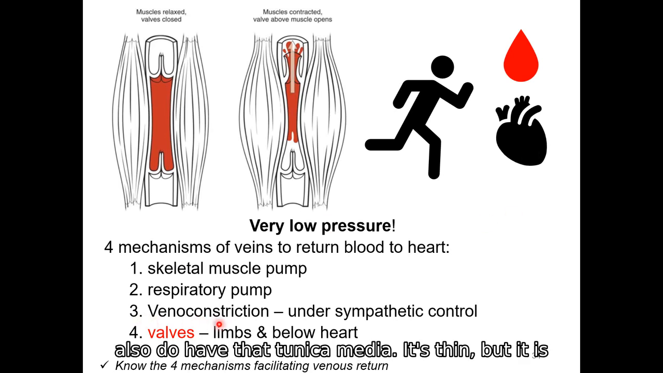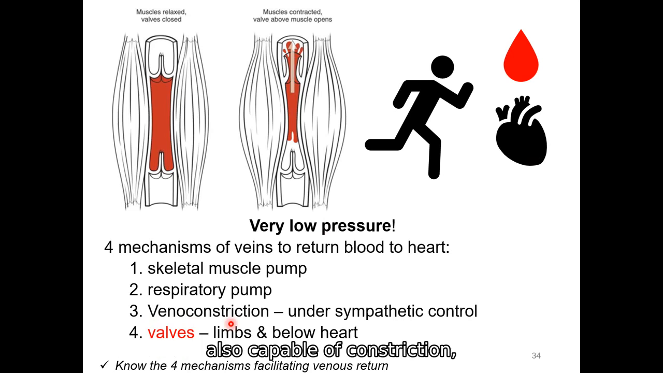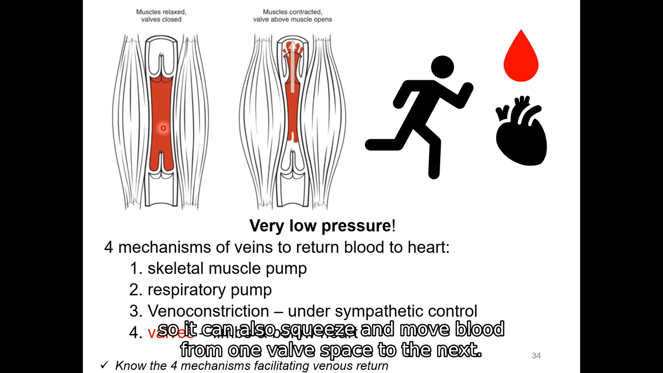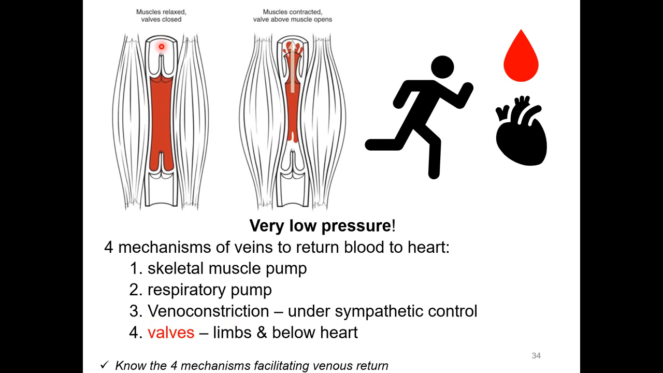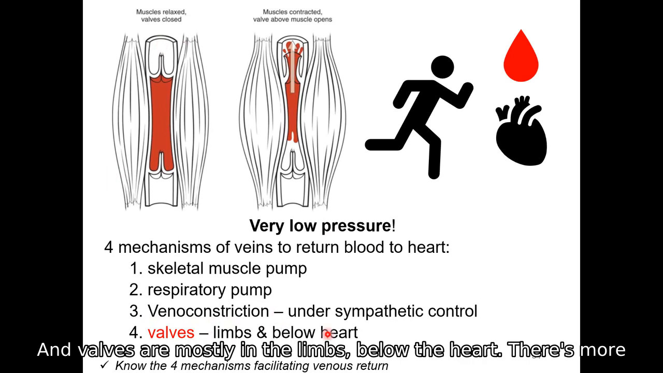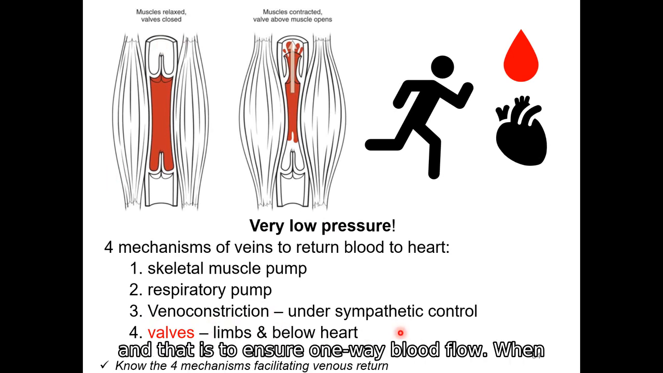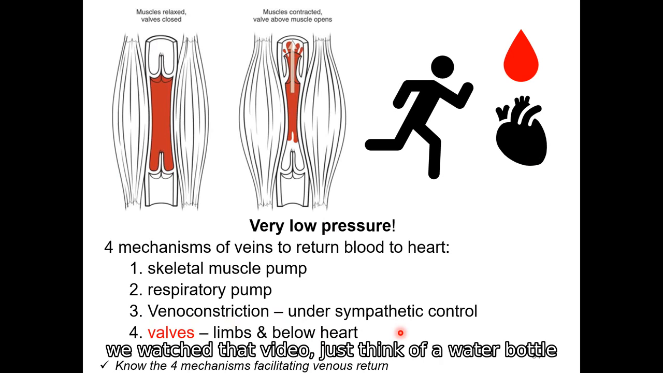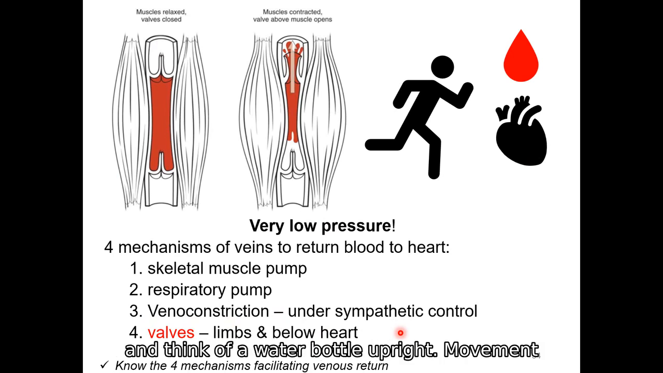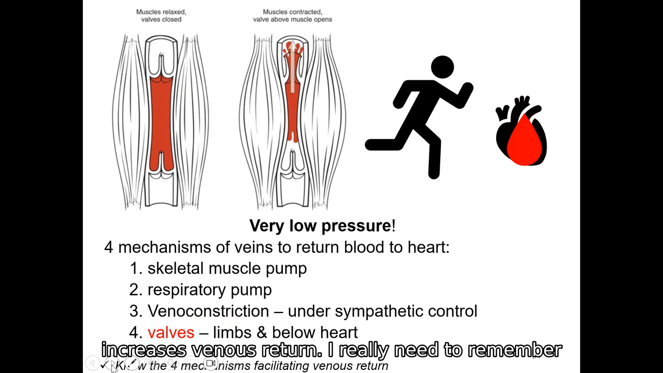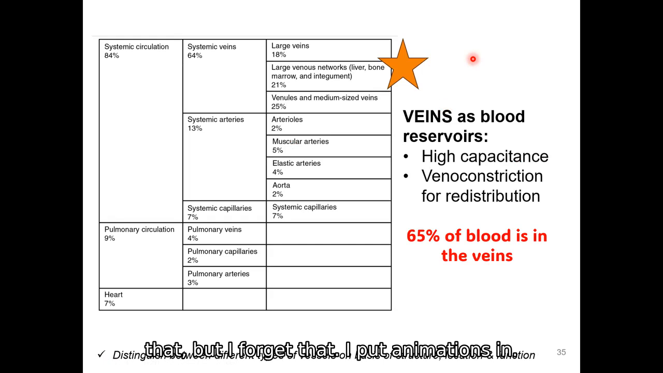The other thing is veins also do have that tunica media. It's thin, but it is also capable of constriction. So it can also squeeze and move blood from one valve space to the next. And valves are mostly in the limbs below the heart. There are more valves in those vessels, and that is to ensure one-way blood flow. And we watched that video. Just think of a water bottle, upright. Movement increases venous return.